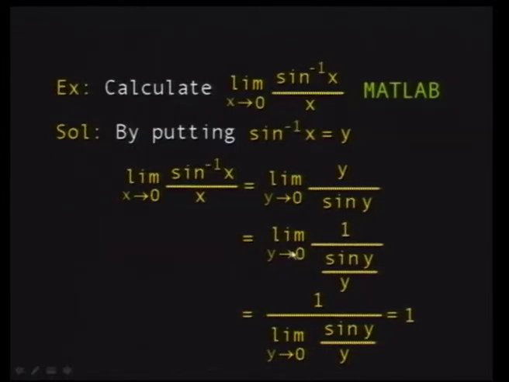And you can use the algebraic theorem that we have seen before: the limit of f of x over g of x is equal to the limit of the numerator divided by the limit of the denominator. So you get 1 over the limit of sine y over y when y tends to 0. You can distribute the limit in the numerator and denominator, but this is equal to 1 from the preceding theorem. So actually the limit of this function becomes equal to 1.